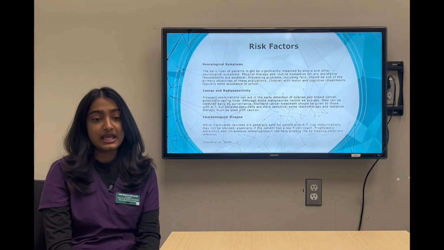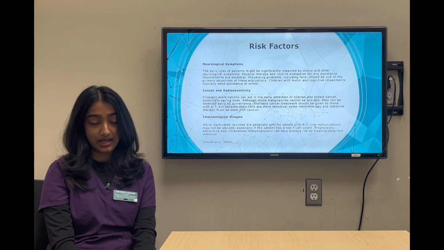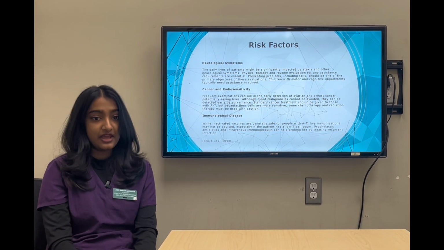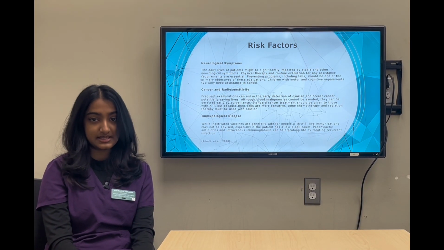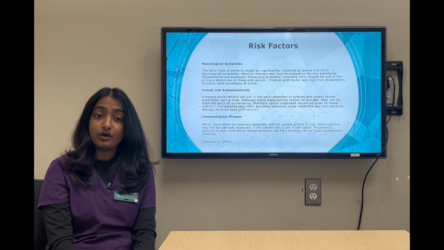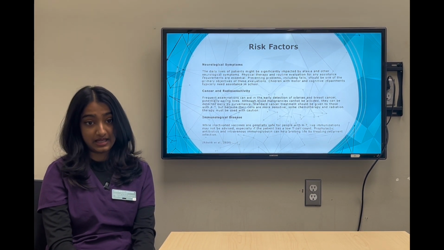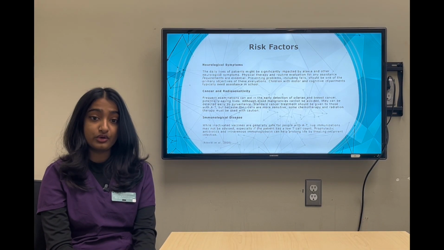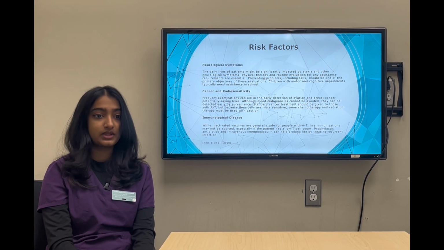Neurological symptoms. The daily lives of the patient might be significantly impacted by ataxia and other neurological symptoms. Physical therapy and routine evaluation for any assistance requirements are essential. Preventing problems, including falls, should be one of the primary objectives of these evaluations. Children with motor and cognitive impairments typically need assistance in school too.